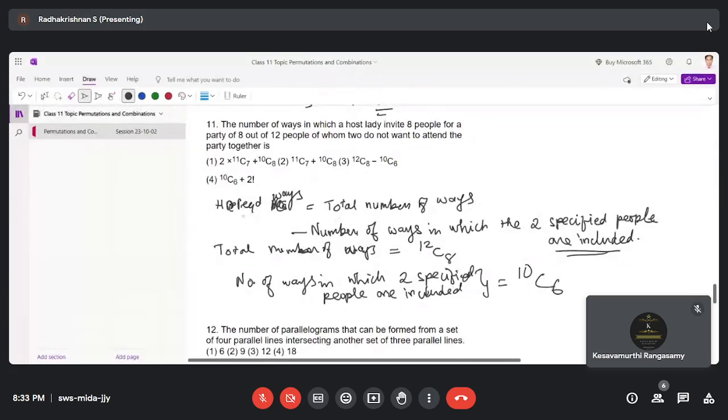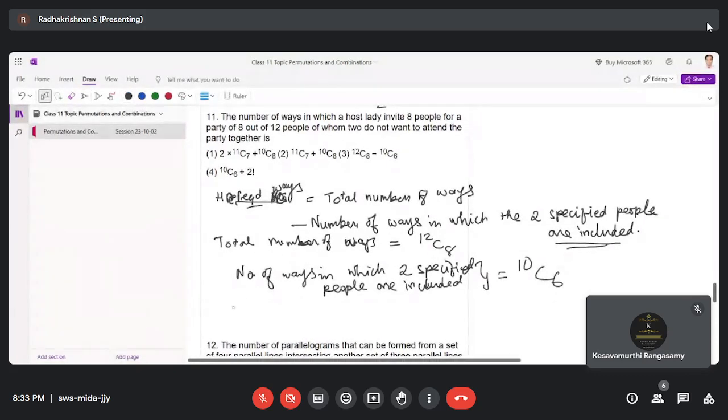So the required number of ways is total number of ways minus number of ways in which the 2 specific people are included, which is your option 3.